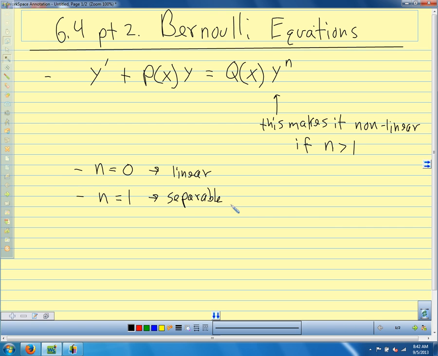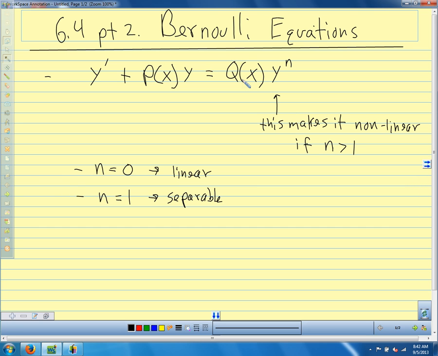And by separable, what I mean is we can get all the y's on one side and all the x's on the other side and integrate both sides. The separable differential equation is like what you worked with last year. So if n equals 1, I divide everything by y. I get y prime over y plus p of x equals q of x. You can combine the p of x and q of x together, so all the y's are together and all the x's are together, and we can integrate both sides.